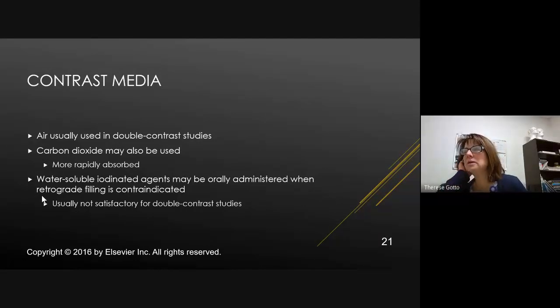Okay, water-soluble agents can be orally administered when retrograde filling is contraindicated. So if there is any type of tumor or bad rectal bleeding, and they can't have a barium enema tip inserted, you can do a BE protocol. You just have to give oral iodinated agents and wait for them to enter the large intestine, okay?